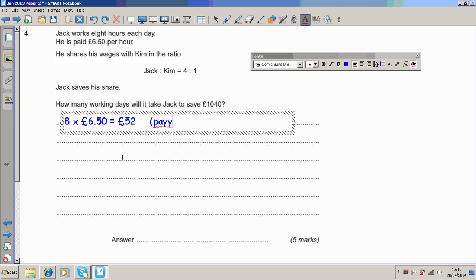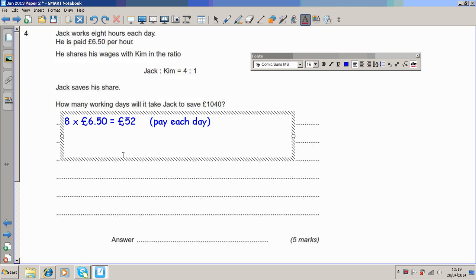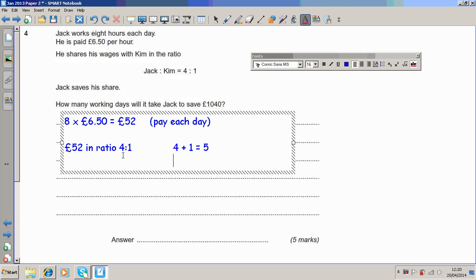Pay each day. So now he shares that in the ratio 4:1. So £52 in ratio 4:1. Let's do that. 4 add 1, you add your parts, is 5. Then you take your amount of money and divide by that, which is equal to, I believe, £10.40.